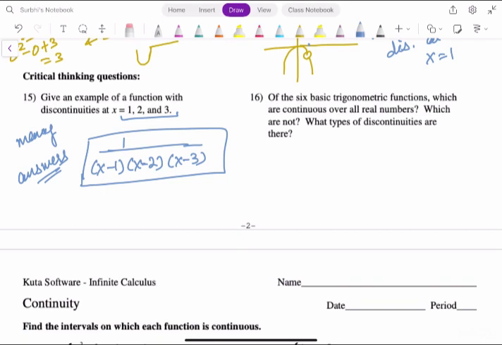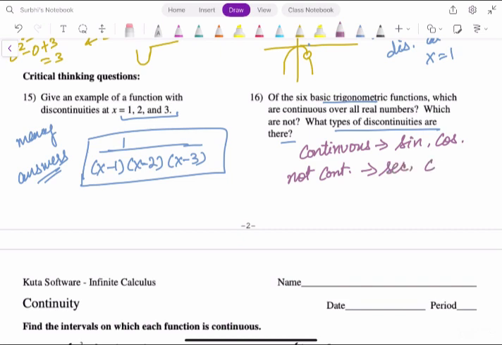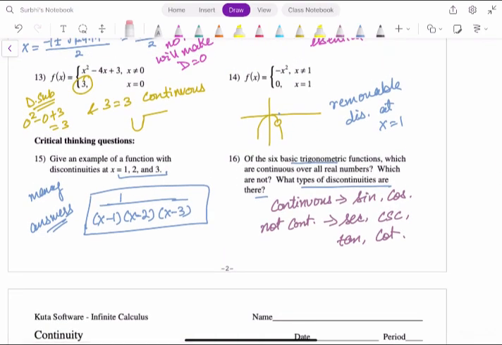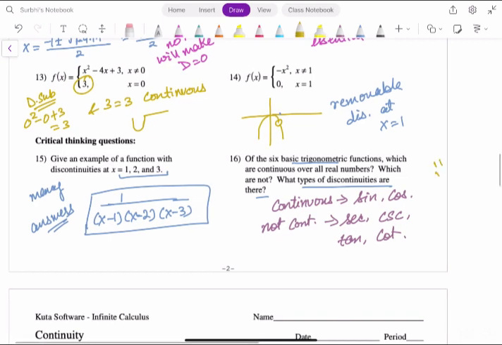For number 16, you need to have an understanding of the basic trig functions, and they are asking what types of discontinuities are there. So we can write for the continuous, the sine and cosine, they are continuous functions, right? They oscillate. For the not continuous functions, we have the other functions, for example, secant, cosecant, tangent, and cot function. They are in the category of not continuous functions because a secant and cosecant, they jump, right? And the tangent and cotangent, they have the asymptotes.